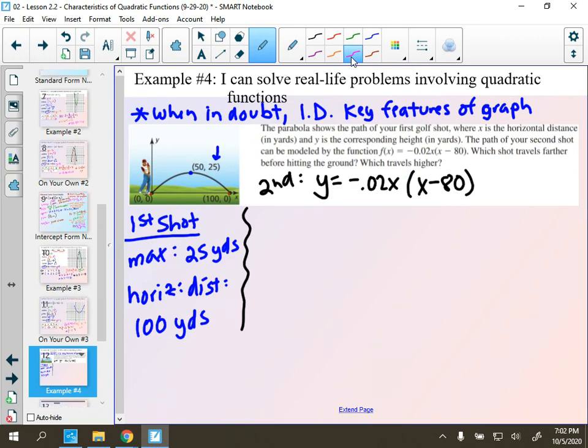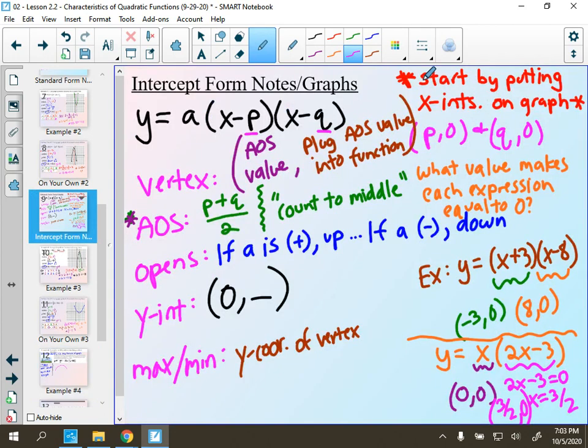What did Mr. Kroll say to start? How do we start intercept form? Obviously, the negative number in front tells us that this graph is going to open down. So I'm starting with, hey, the shape of the graph is going to open down. And of course, hopefully we assume that it's going to be very similar looking to the first graph, right? It's going to open down. That negative is not lying to us. This negative 0.02 is telling us the graph's going to open down. All right. What's the next thing? What was that asterisk we wrote there? Start by putting the x-intercepts on the graph. Okay, we can do that.